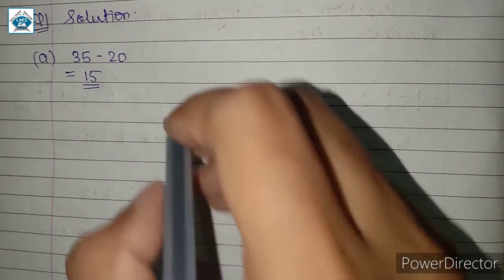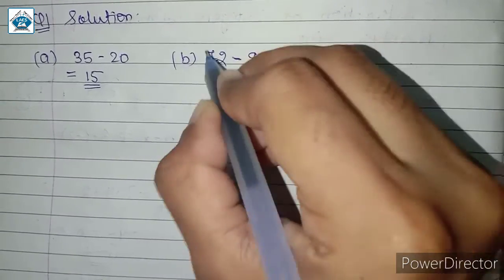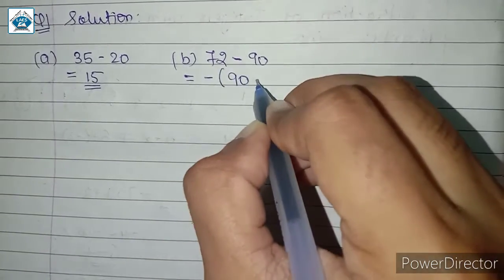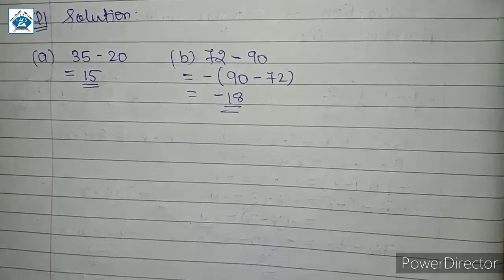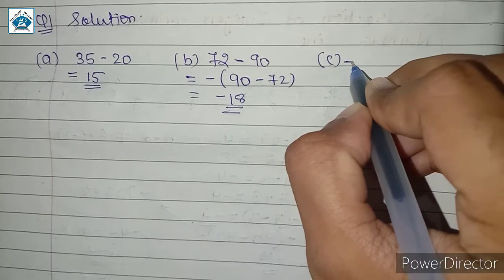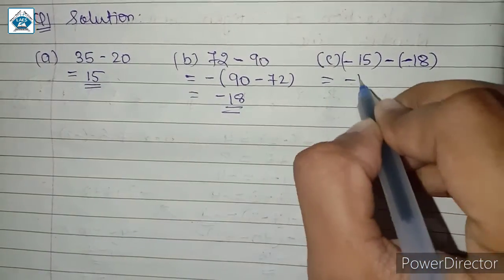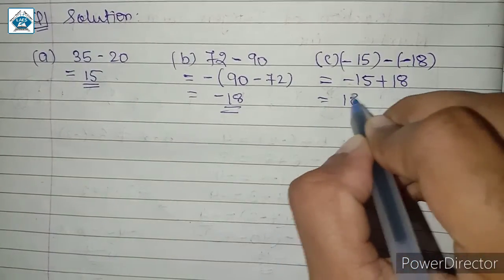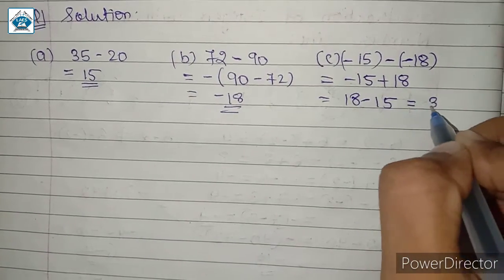Okay, very easy. In the next question you have to find 70 minus 90, and if you remember we have already discussed this, we can write it as minus of 90 minus 70. So this will be equal to minus of 20. We discussed this earlier. Next, in the third sub-question, that is sub-question C, you have to find -15 minus -18. Now here -15 we will write as it is, minus into minus we get plus, so this is equal to 18 minus 15, plus 18 becomes 18 minus 15, which is equal to 3.